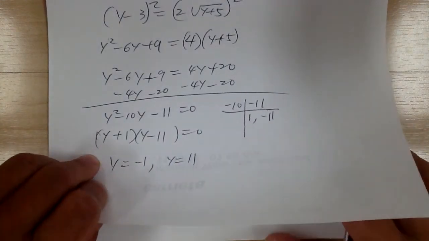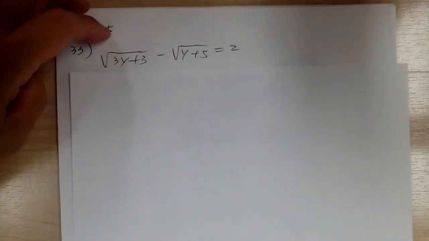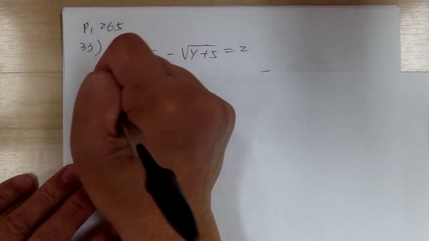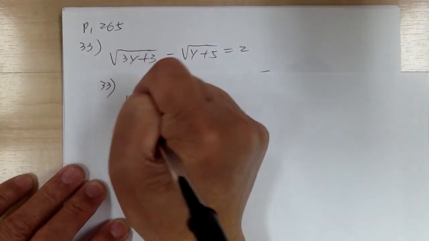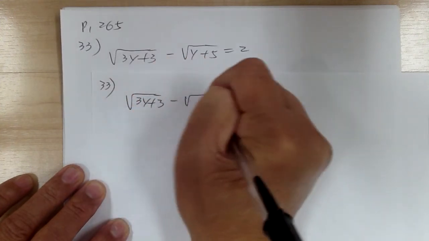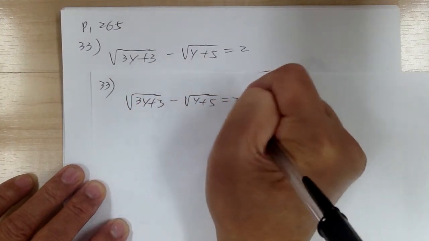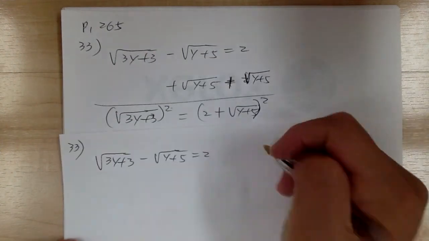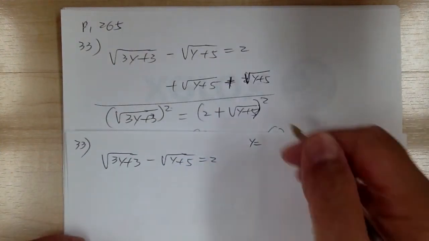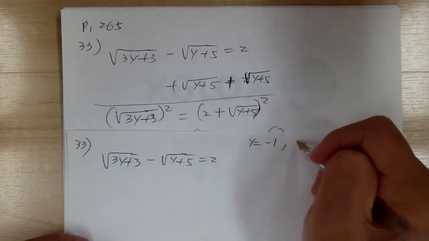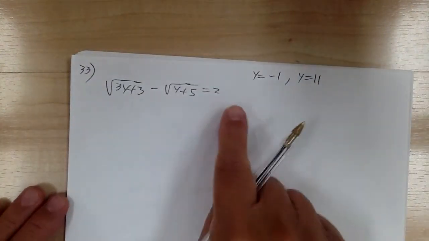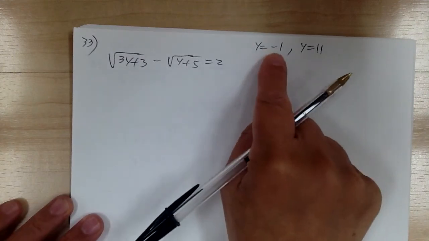Okay, so now let's go and do the checking. Okay, so let's get the original equation. And the two answers, we got y equal to negative 1, y equal to 11. Okay, so this is what we have. So let's go and do the checking. So let's do the first one.